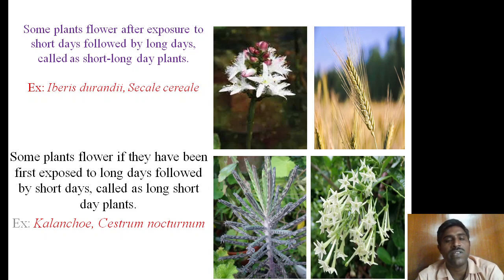Next, some plants flower if they have first been exposed to long days followed by short days. They are called long-short day plants. That means two periods are required, long days followed by short days. That's why they are called long-short day plants. Examples are Kalanchoe and Cestrum nocturnum. These are the examples of the short-long day plants and the long-short day plants.